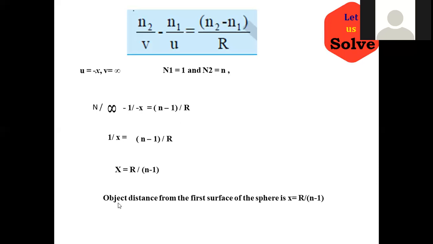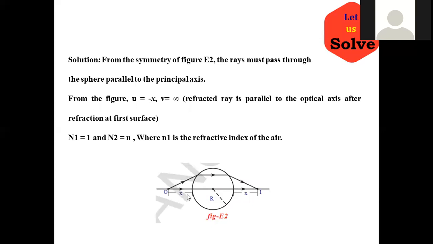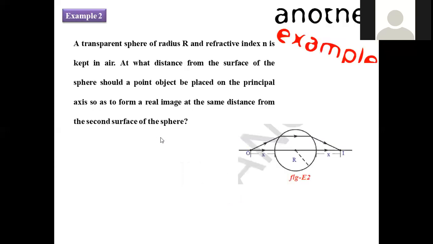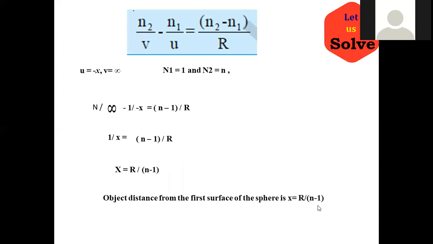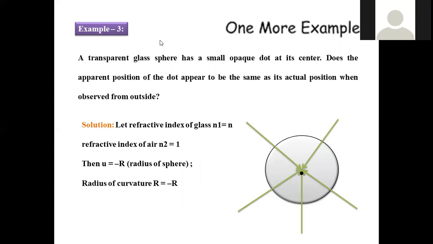From this, what is the conclusion? Object distance from the first surface of the sphere, that only we are going to calculate. So from the first surface of the sphere, it is taken as x is equal to r by n minus 1. Here the object distance was given and the image distance is to be calculated for the first surface of the sphere, that is calculated as x is equal to r by n minus 1, right? So this is the derivation part. Now let us move on to another example. One more example we are going to discuss with relevance to this derived equation.